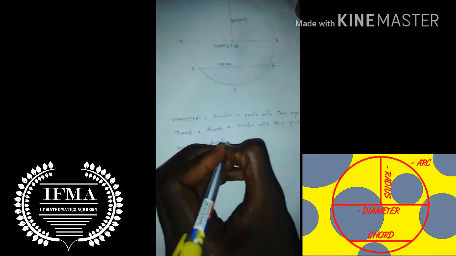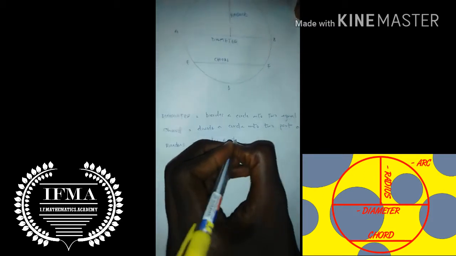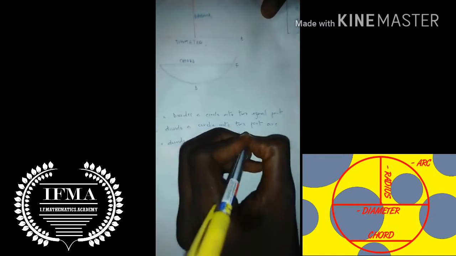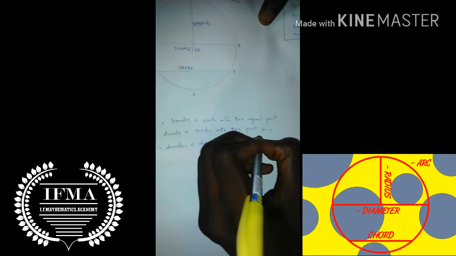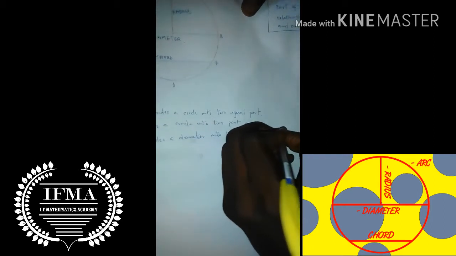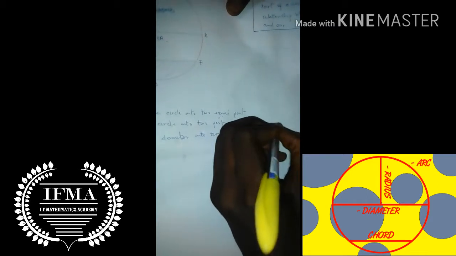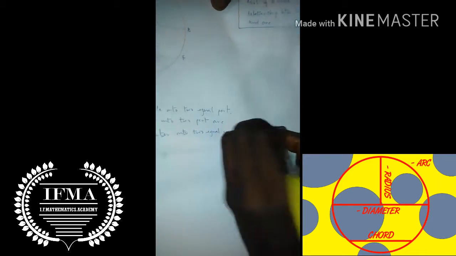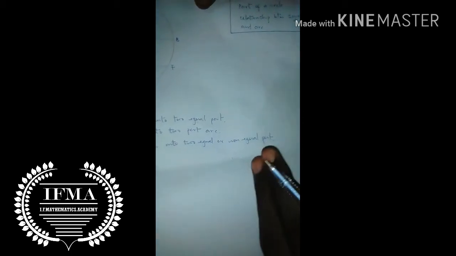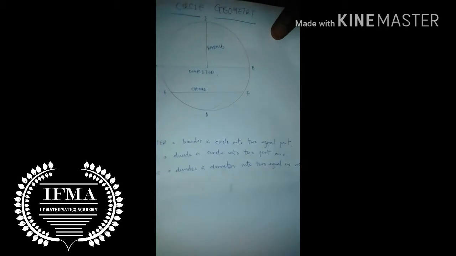It divides the diameter into two equal or non-equal parts. So a radius can divide a diameter into two parts. They might not be equal or they might be equal. It depends on the question you're given.